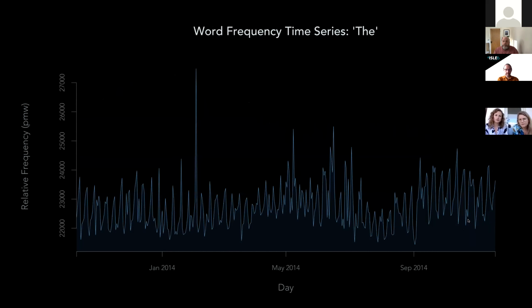Here are a few more. So here's the word frequency time series for "the". This is the second most common word in the corpus. And you can see here that there is this sort of local, cyclical pattern, which is basically that "the" gets used more on the weekends, or at least near the weekends. But otherwise, you can see it's fairly stable.